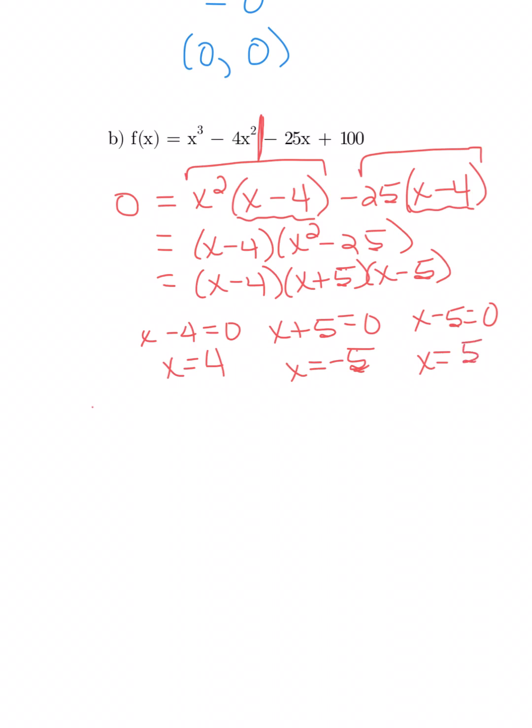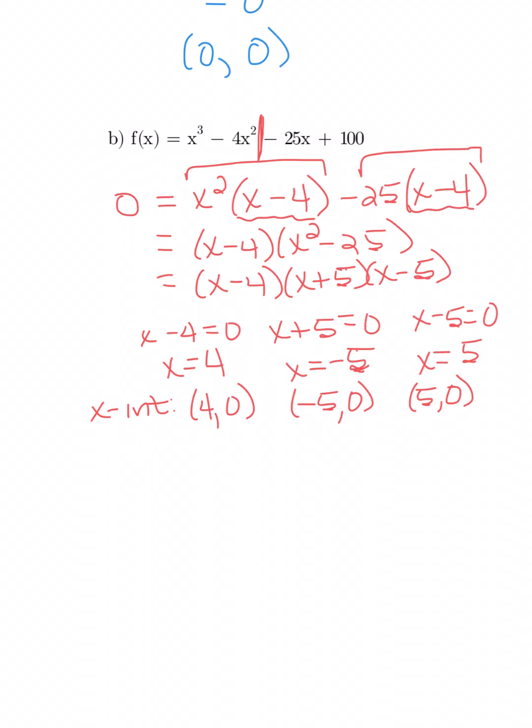So our x-intercepts, the x value gets written first, y value is always 0. X value of 4, y value of 0. X value of negative 5, y value of 0. X value of positive 5, y value of 0. So this function has 3 x-intercepts.